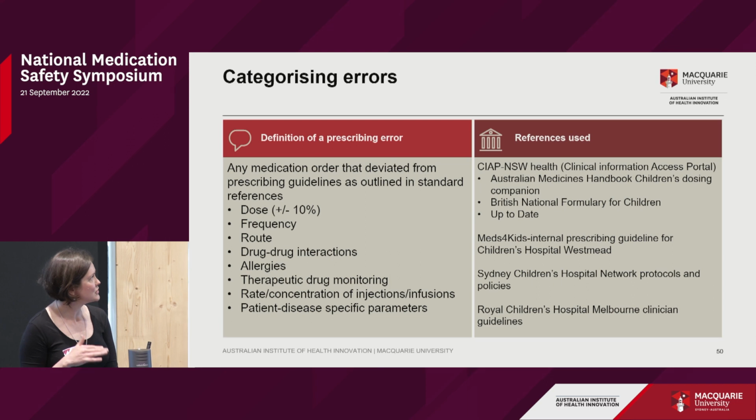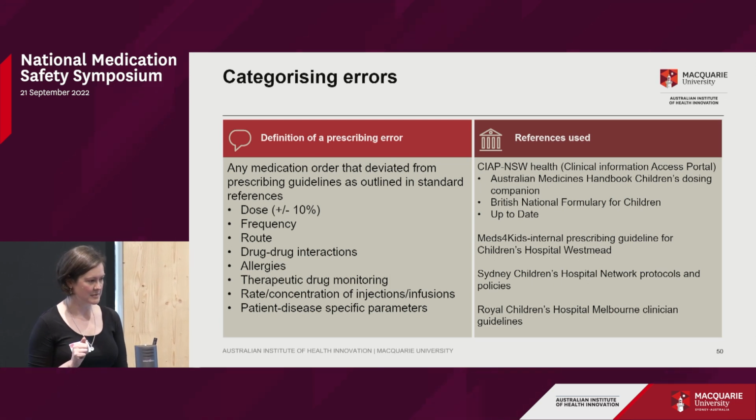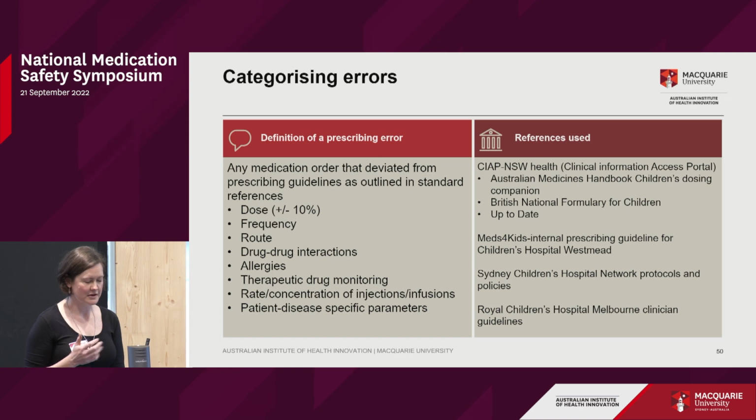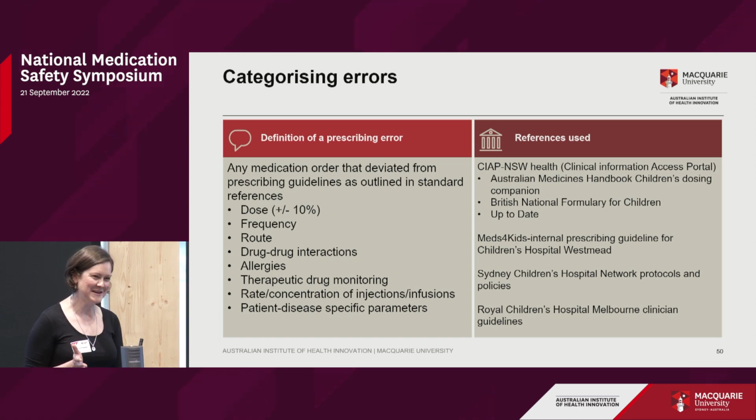Thanks, Erin. Okay, firstly, just to reiterate some of the things that Joanna touched on at the beginning about our processes. So the first thing is how we actually identified and defined harm. The prescribing errors. So a prescribing error was defined as anything that deviated from standard paediatric prescribing guidelines. Just a few of the categories listed there. So dose was plus or minus 10%. Frequency, route, drug-drug interactions, allergies, drug monitoring, complex infusion, rate and concentration issues, and anything that was specific to the patient and their disease and conditions.